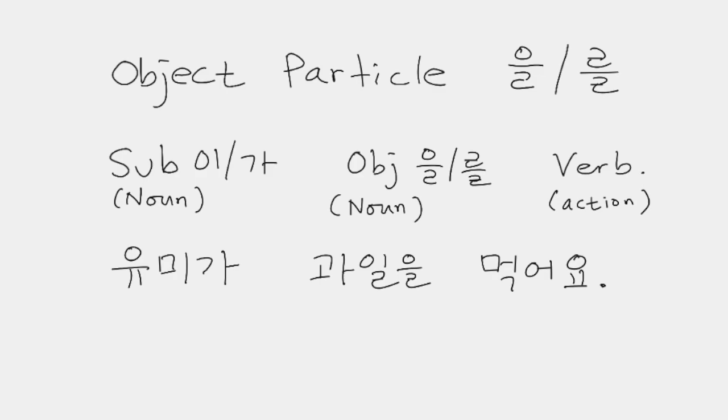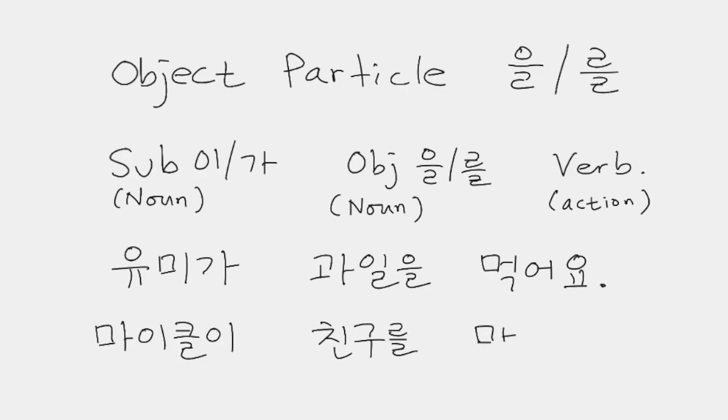Next one, let's do Michael is meeting a friend. Michael, and the subject particle 이 because it ends in a consonant. Meeting a friend, so friend is the object, 친구. We need to mark 친구 with the object particle. This time 를. So use 를 when the noun ends in a vowel. And then meeting in the polite form, 만나요. So 마이클이 친구를 만나요. Michael is meeting a friend.